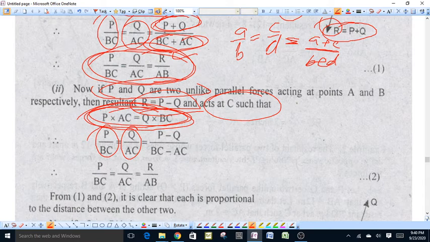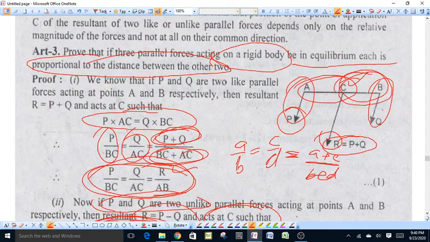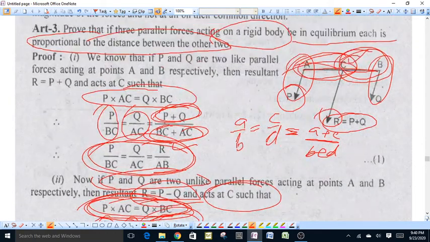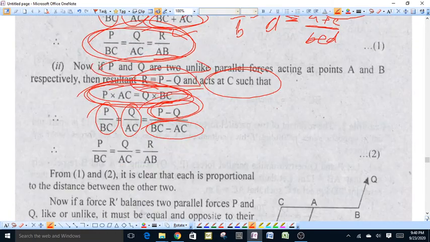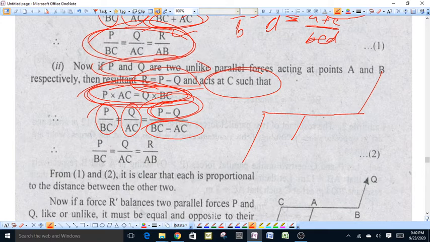Applying componendo and dividendo in the ratio and proportion, P upon BC is equal to Q upon AC will be equal to P minus Q upon BC minus AC. P minus Q in this case, because P and Q are two unlike parallel forces, therefore the resultant is equal to P minus Q, and BC minus AC is equal to AB. Sorry, BC minus AC.